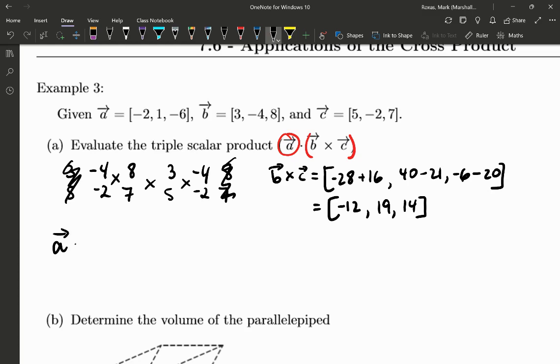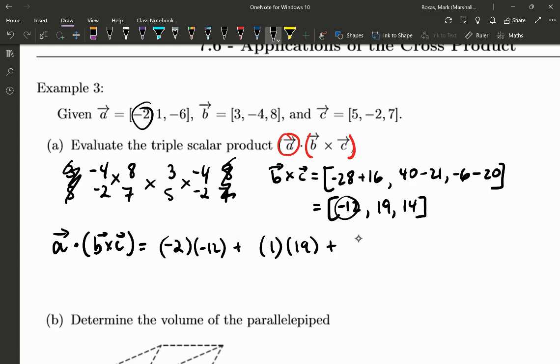So vector A dotted with B cross C is going to be equal to, just take the x component of vector A, negative 2 times the x component of the cross product, negative 12, plus, repeating for the other components, 1 times 19, plus negative 6 times 14, and then the resulting answer when you multiply and add all these terms is negative 41. So there's what we call the triple scalar product. So it's a triple, there's three things being multiplied, but the final result is a scalar value because the dot product gives you a scalar value.